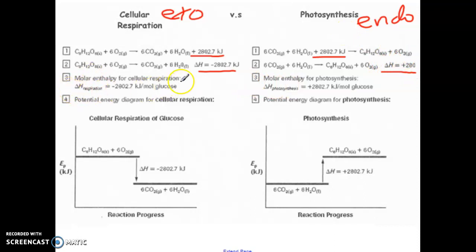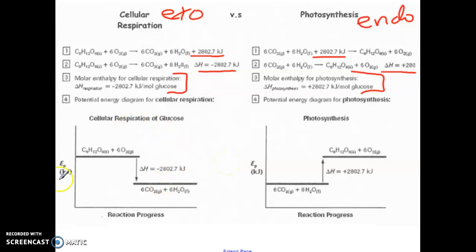We can write this out as a molar enthalpy expression. So 1 mole of glucose is going to be doing the cellular respiration process. Here's 1 mole, it releases 2,802.7 kilojoules for every mole of glucose. Same thing here, a molar expression for the photosynthesis reaction. Again, they're using the mole of glucose as their expression for the molar enthalpy.